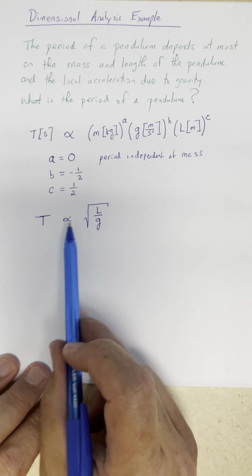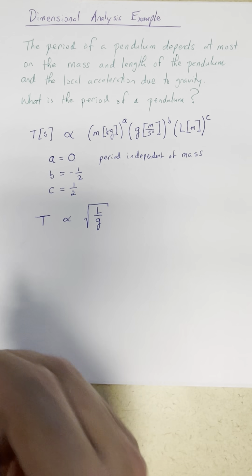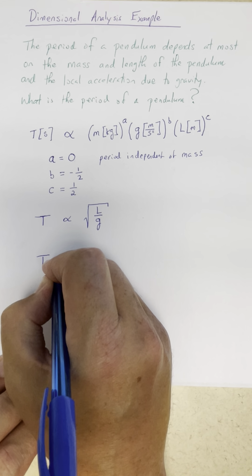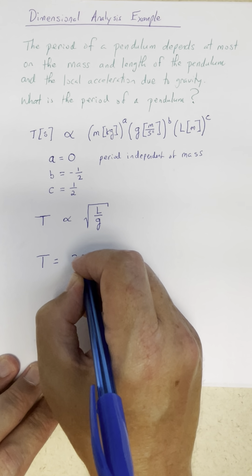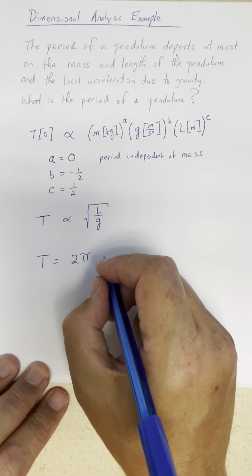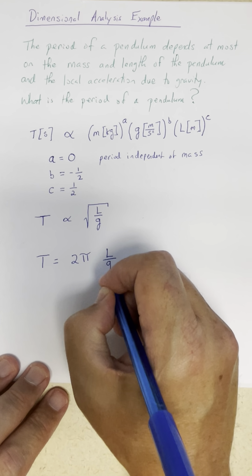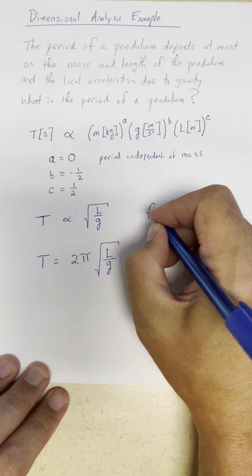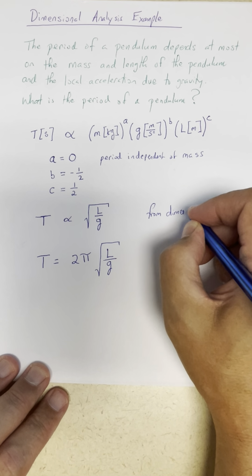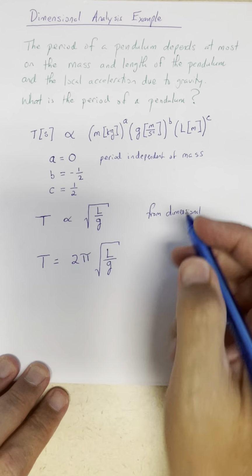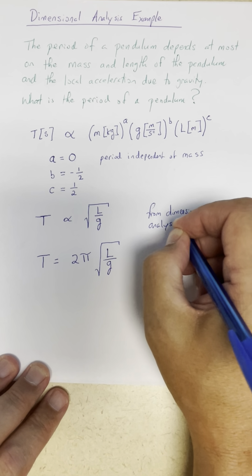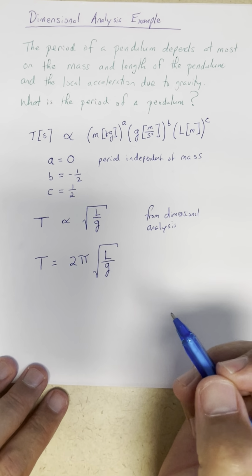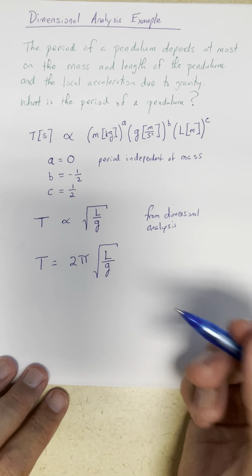And then, in fact, when we work this out later on in the semester, we will find that we can have an equality that involves 2 pi times the square root of L over g. So dimensional analysis can't fix what this leading constant is, constant of proportionality, if it is dimensionless. And 2 pi is dimensionless.